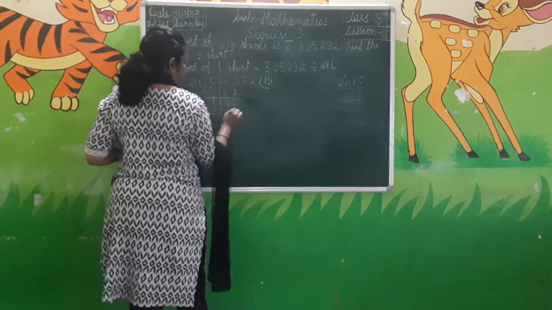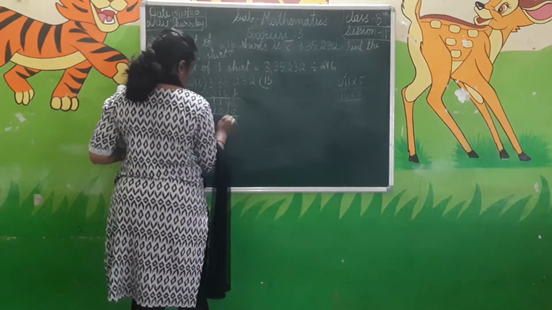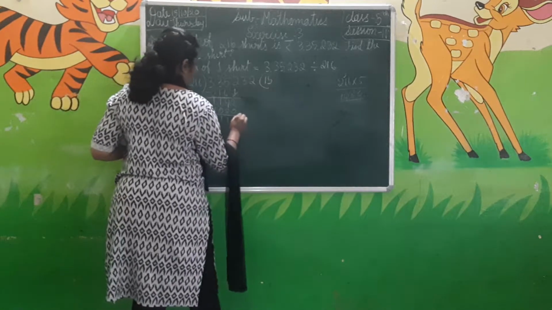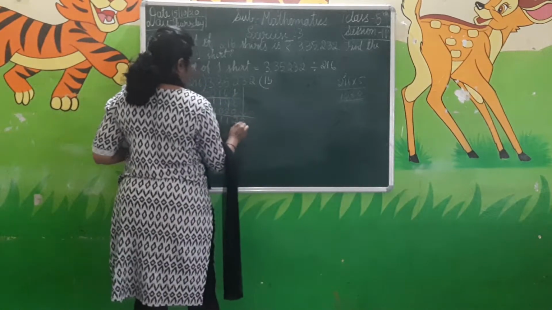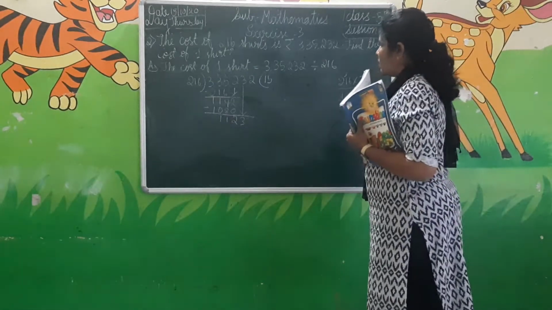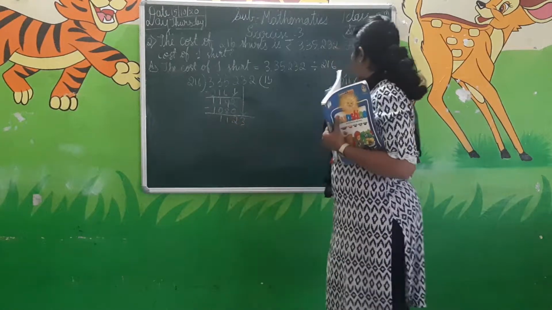Subtract this one. 2 minus 0 is 2 itself. 9 minus 8 is 1. 1 minus 0 is 1. 1 minus 0 is 0. 1 minus 1 is 0. Next, take down the 3 here. We will get 1123. Okay, when you see here, this is the number 1080 and that is the number 1123. So we can take the one which is less than 1123. So we have to take 5 itself.